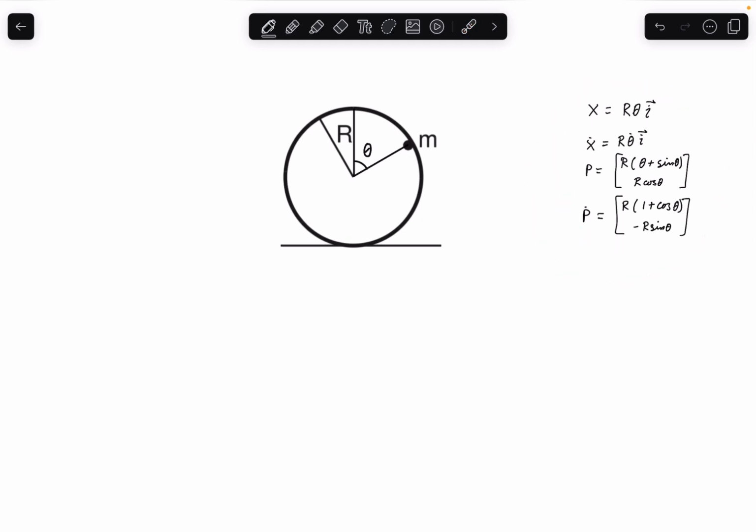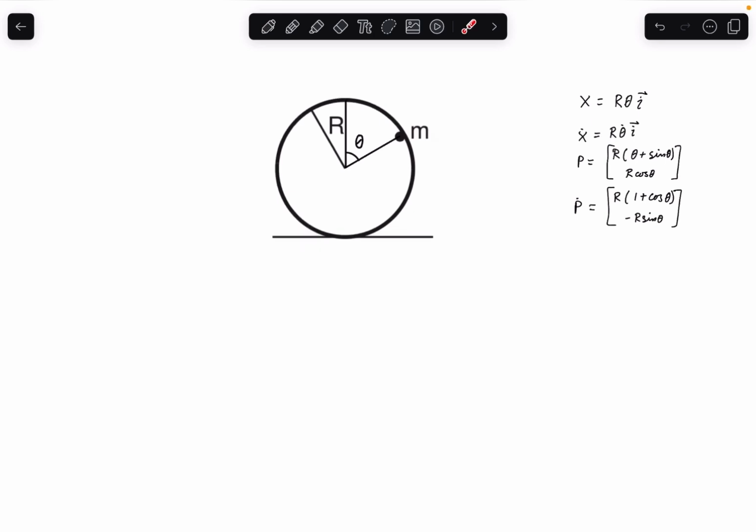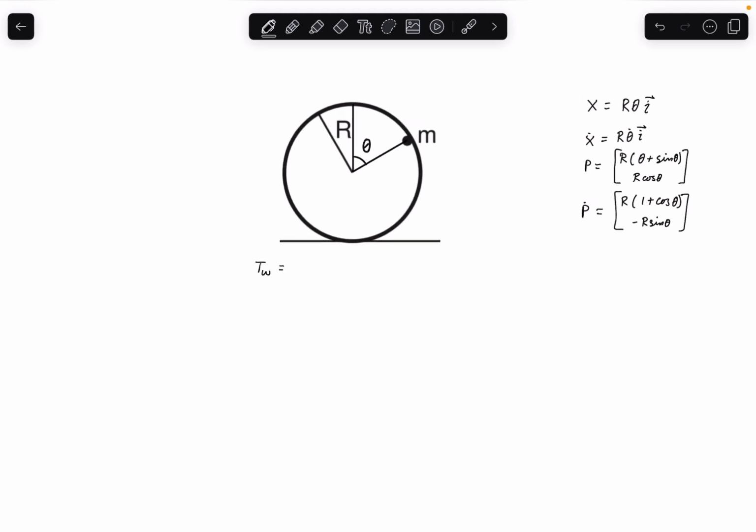So now I want to find the kinetic energy. So the kinetic energy first of the wheel. Let's call that TW. So first we have the rotational kinetic energy, which is 1/2 multiplied by the inertia times the derivative of the angle squared. And then we have the translational kinetic energy, which is 1/2, and then the big M is the mass of the wheel itself, and then x dot squared.